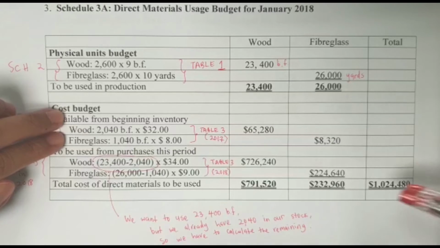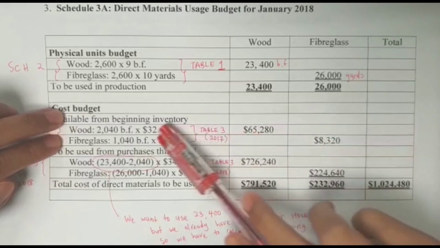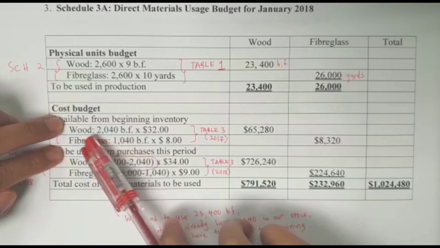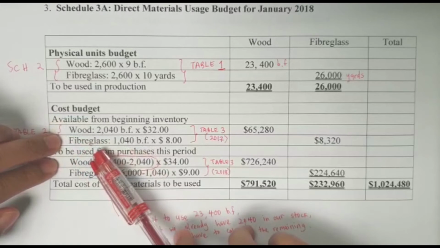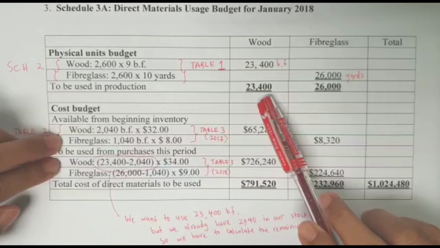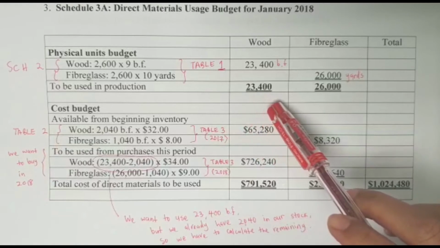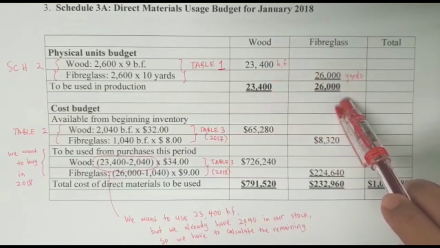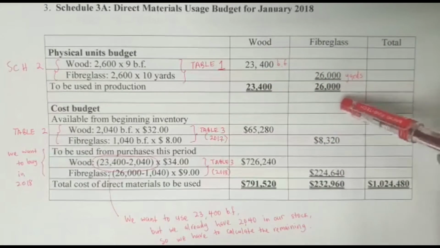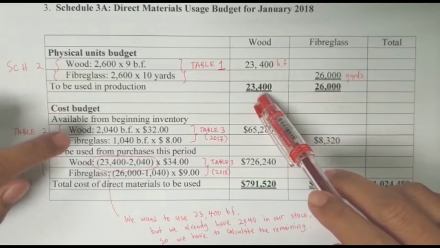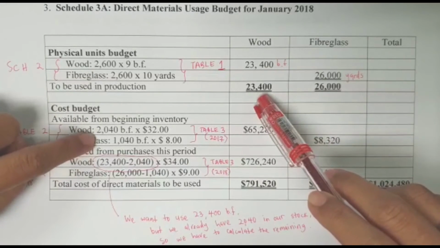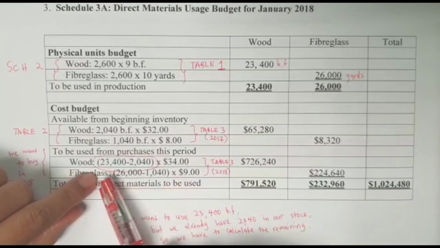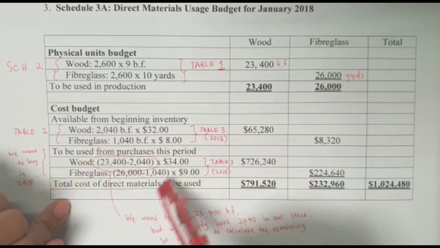It seems that this amount is not enough, because we only have 2040 board feet of wood and 1040 of fiberglass. As we calculated before, we need 23,400 board feet for the wood as well as 26,000 yards for the glass. So our current inventory is not enough, and we have to buy more. From this calculation we can see how much we actually need to purchase.